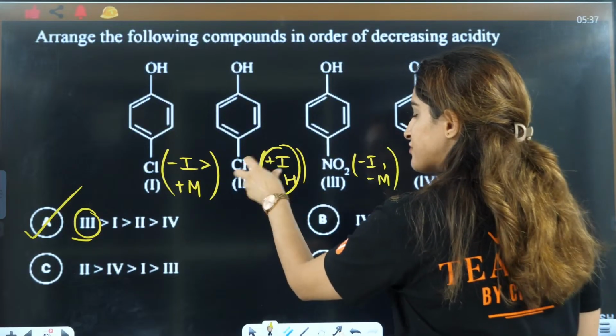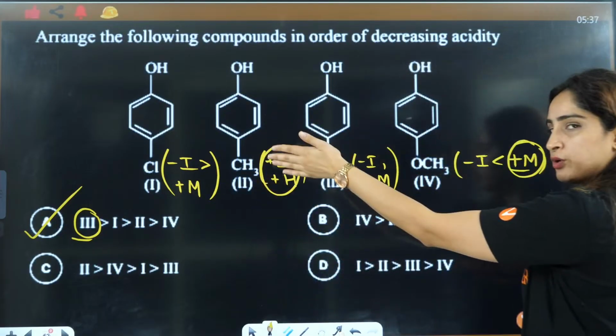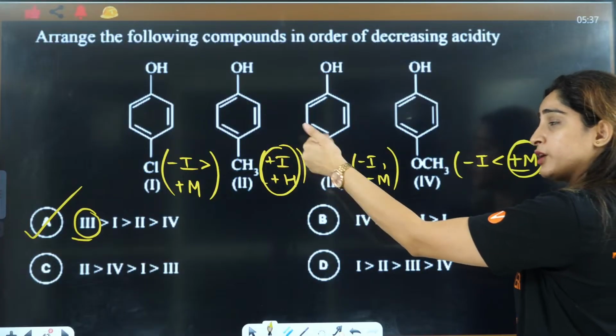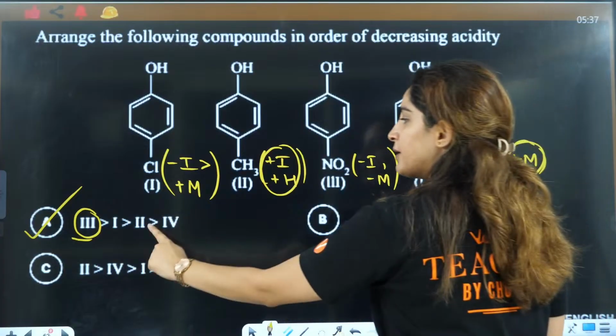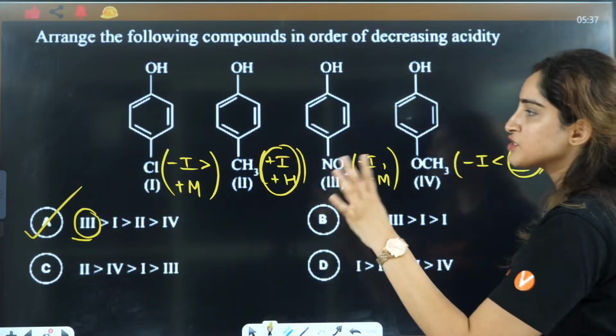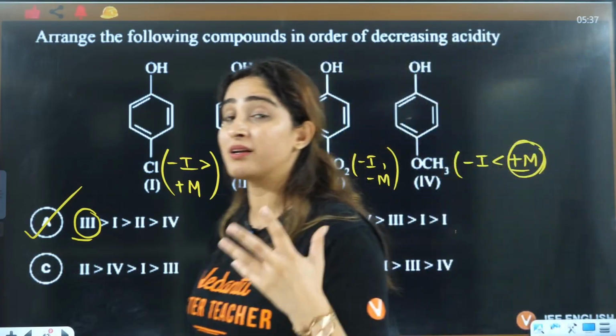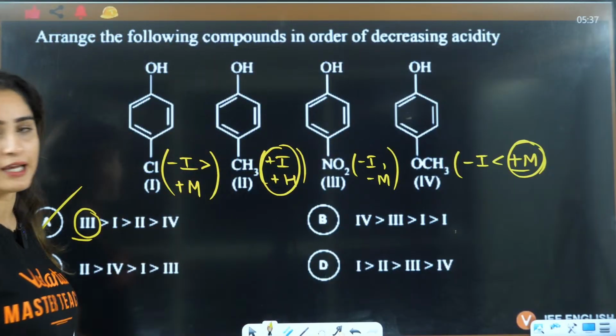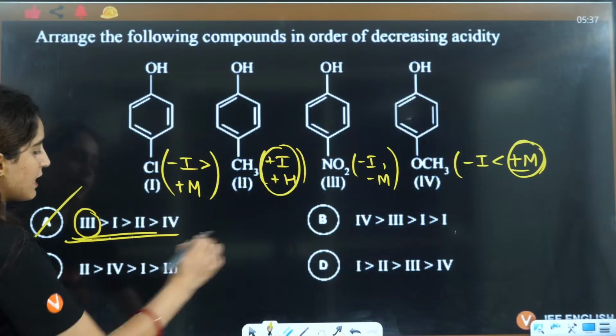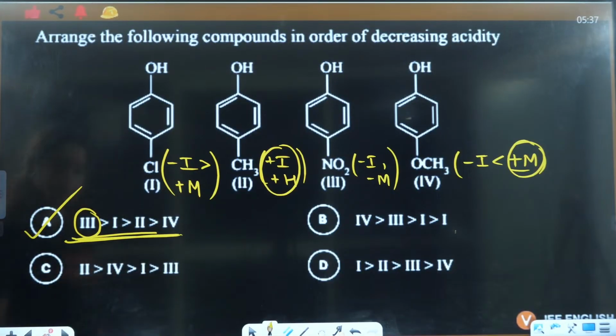After that, you will have the second, which will donate electrons, but with hyperconjugation and inductive effect, so it will be over here. The first one is showing +M also, but it is showing -I also. It is better than the others, so it will be in the second position. So E is the correct answer here.